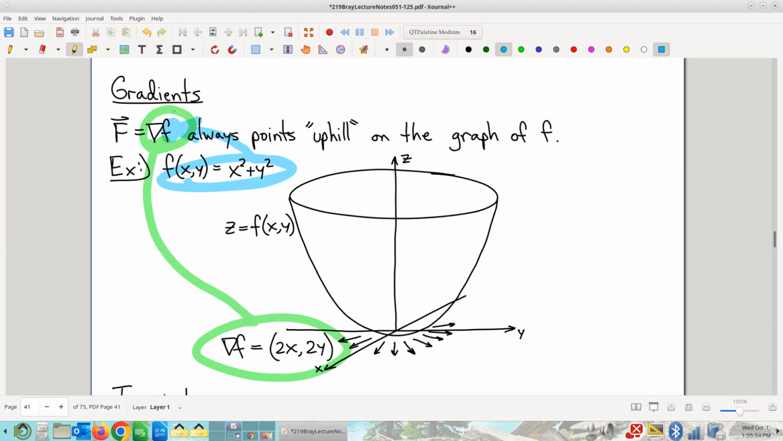Plug that in for f, compute the gradient, and you get this formula: 2x comma 2y. Back in chapter 2, all we were doing is thinking about one point at a time. And if you're only interested in one point at a time, you plug in what that one point is, and the gradient is just a single vector. But what if we're not interested in just one point at a time?